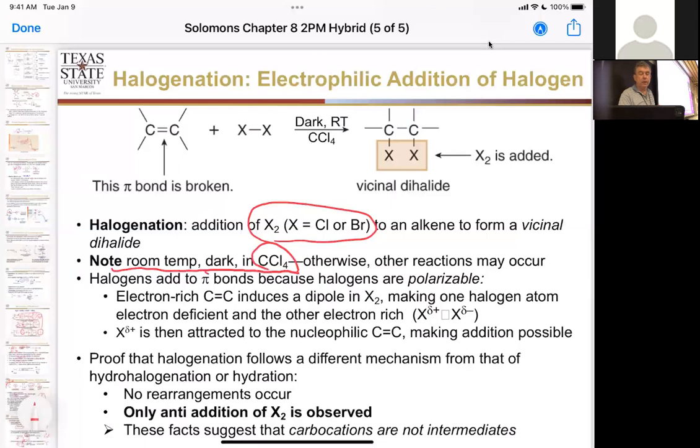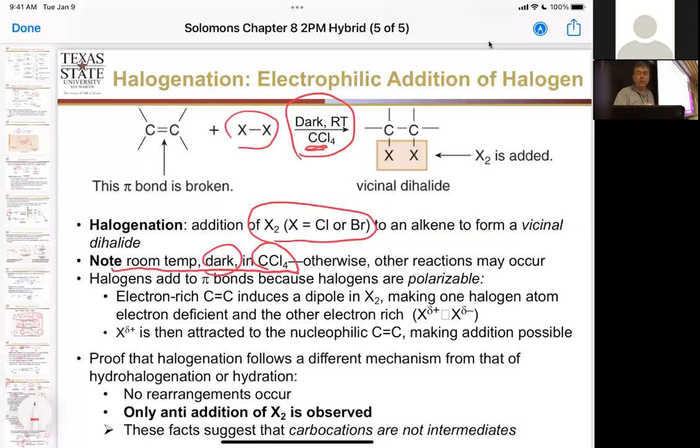And we have to do it dark. Turns out if you do it heated or in light, it'll actually change the mechanism of the reaction to turn it into a radical. And we'll talk about those in chapter 10, but we're not going to talk about those today. So when you see dark, room temperature, and carbon tetrachloride, it doesn't participate in the reaction. All it's doing is giving you a solvent that'll work for this reaction.